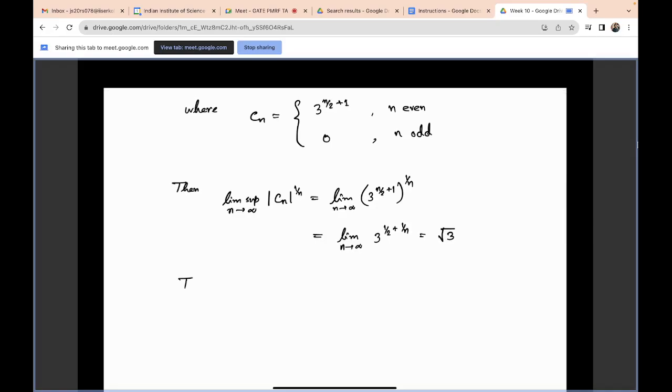Therefore the radius of convergence R, which is 1 by this lim sup, is 1 by root 3. So this is the radius of convergence.